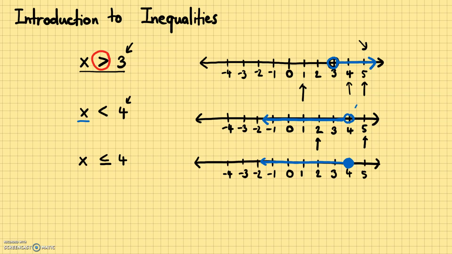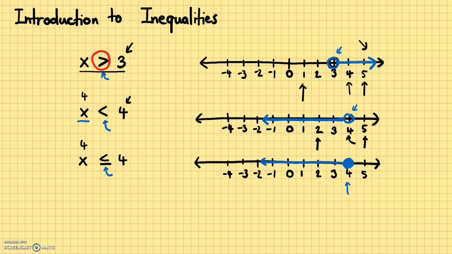So in this case, don't color in the circles because they are not equal. But in this case, they are equal. So you color in that point there. And this means that 4 is also included in the solution. So if you put a 4 here, it's also true. Whereas if you put a 4 here, it's not true. 4 is not less than 4. So that's why we didn't color in the 4 here.